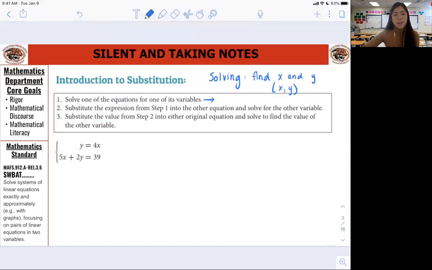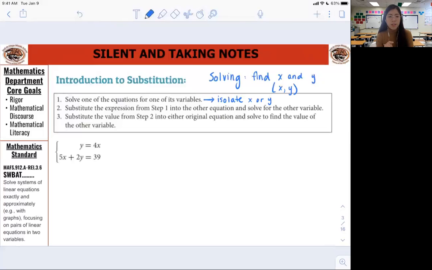So when I say solve one of the equations for one of its variables, what that means is you want to isolate x or y, either one. So the first step is always to isolate the x or isolate the y. But sometimes it's already isolated for you.